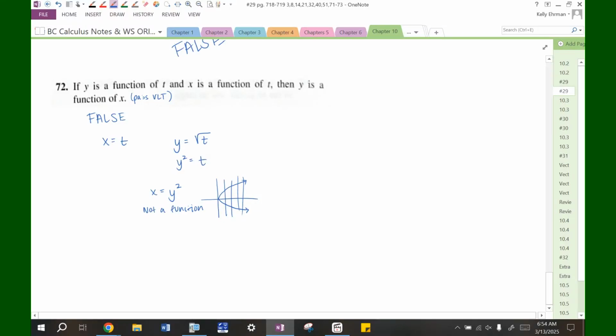It doesn't mean you can't do it. An ellipse is not a function either, and we just did an ellipse. But the question was, true or false, will y always be a function of x, just because the other two were functions in their own right of t, and that's not true. All right, we're stopping there for this assignment. We will get into more of what we're doing on the AP test in the next few days.